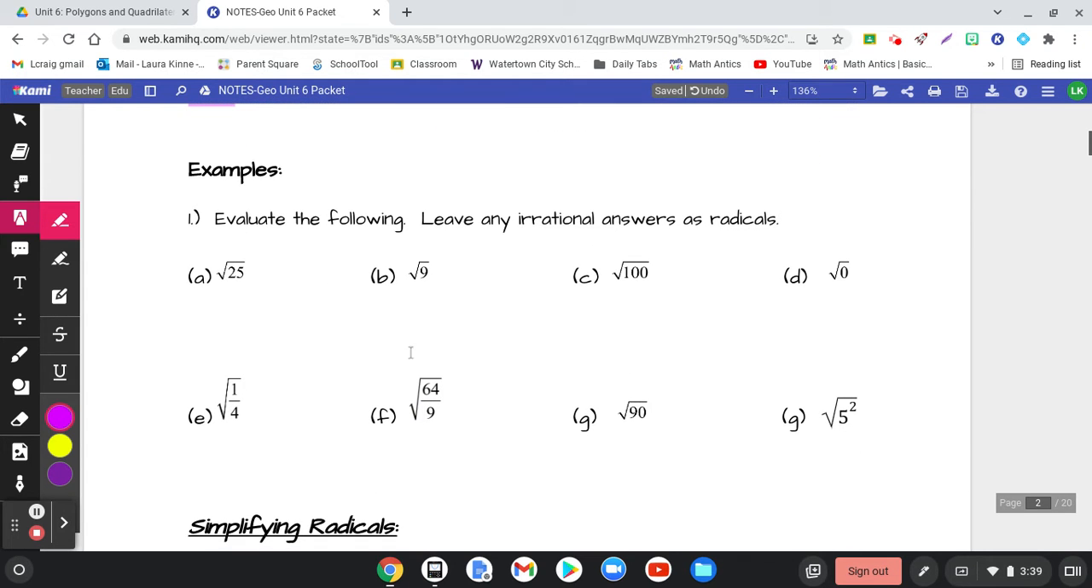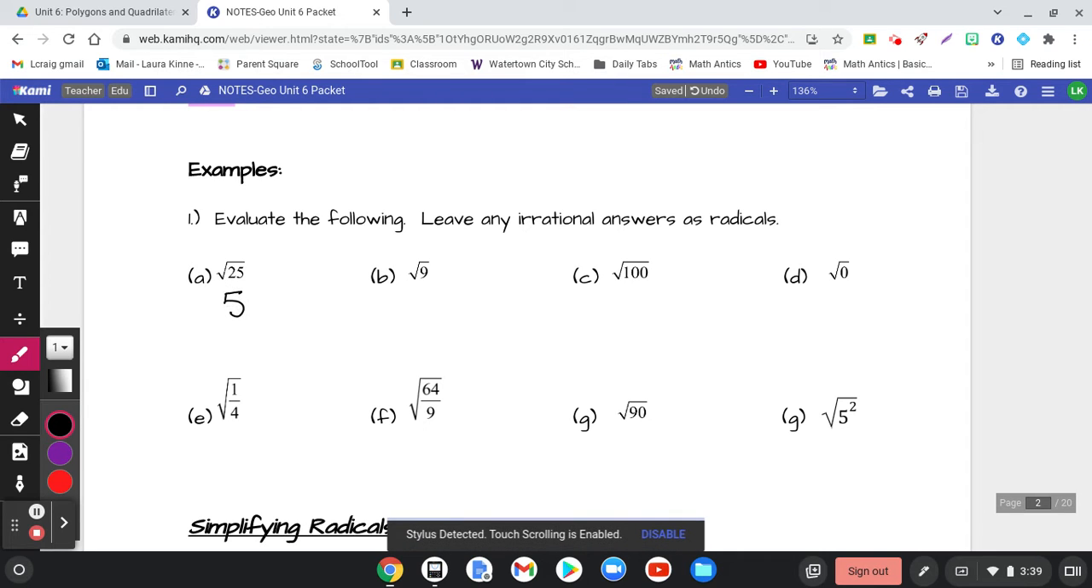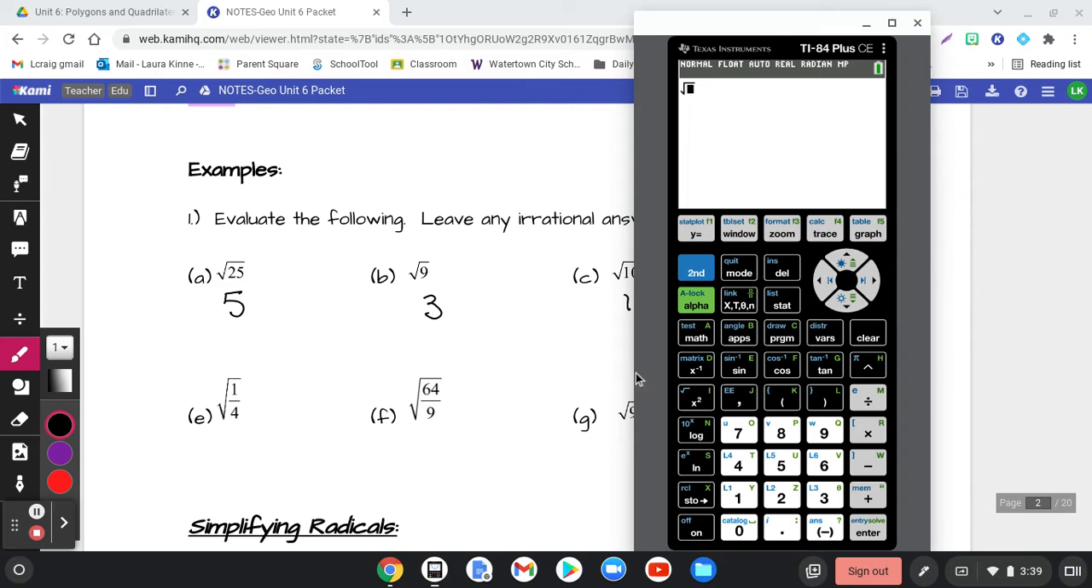Okay, so real quick, it might be helpful if you pause the video to try these, but I just want you to quickly evaluate these, and then if any are irrational, just leave them as radicals, and I'll show you what to do next. All right, so the first one, square root of 25 is 5, square root of 9 is 3, square root of 100 is 10. If you don't know these, put them in your calculator. Square root of 100 is not 50, it's 10.